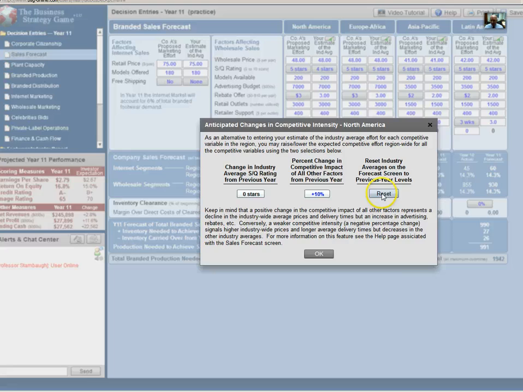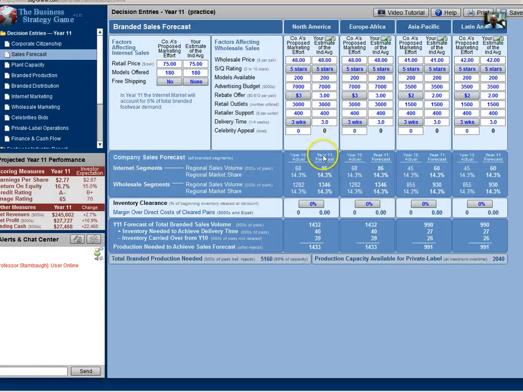You can go in and just say, I want to make it 10% more competitive, and I actually just reset that.